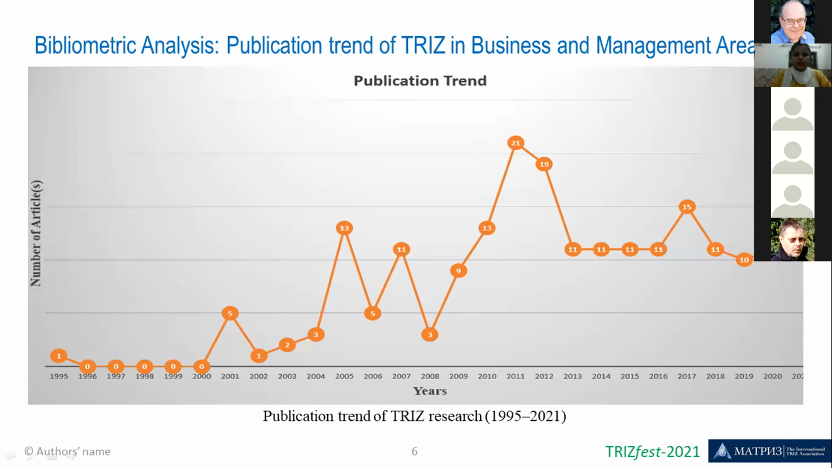So this is the publication trend of TRIZ in the business and management area. The application of TRIZ in business and management has started somewhere around 1995, and the momentum was gained after 2000, during 2001 to 2014. Here you can see, and now it's continuously evolving.